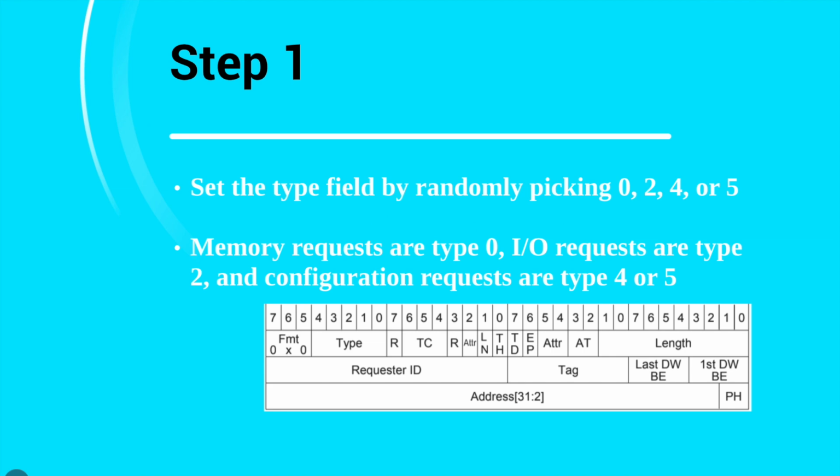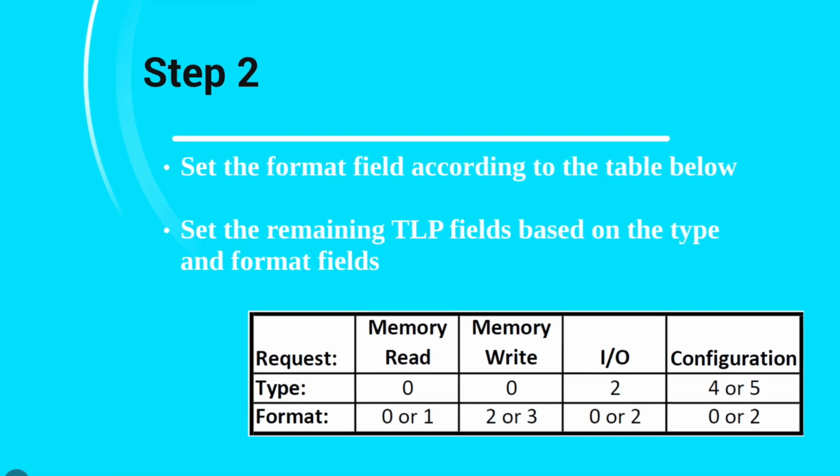The first step of TLP generation is to set the type field. The rest of the fields are then set off the type field. So type can be either 0, 2, 4, or 5 and is randomly selected.